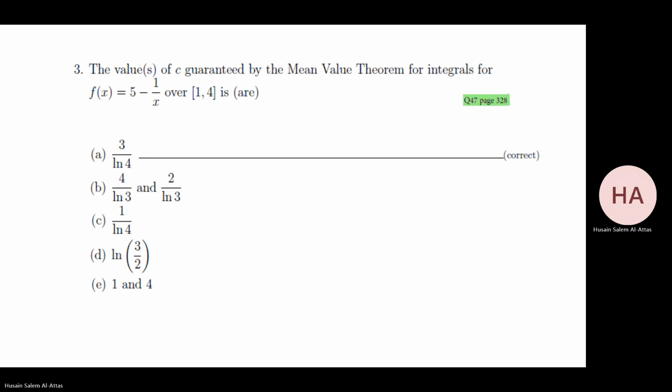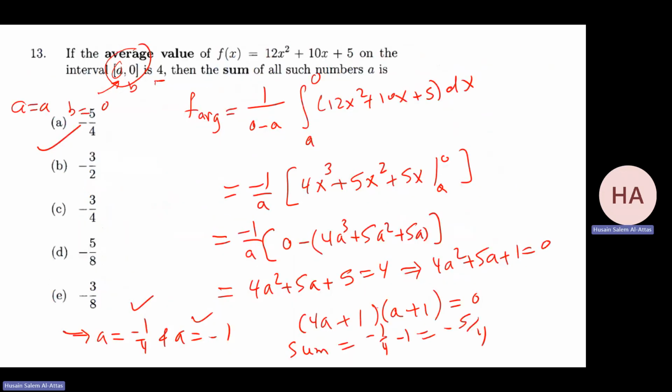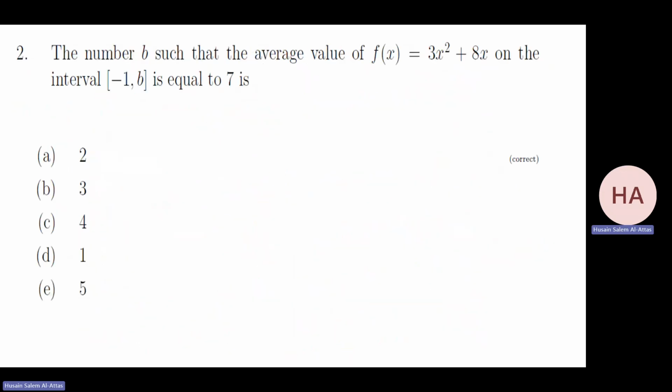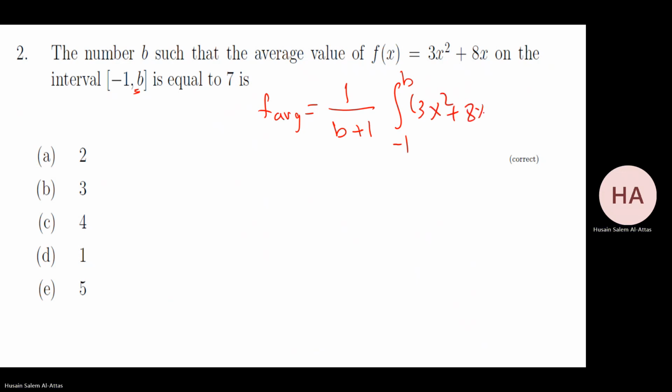Now, we have only 3 problems to go, so let me do it quickly. Problem B says that the average value is on the interval from minus 1 to b. Be careful. So I have f average is 1 over b minus minus 1, which is plus 1, the integral from minus 1 to b of this function. Okay, let us do the calculation. So I have 1 over b plus 1.